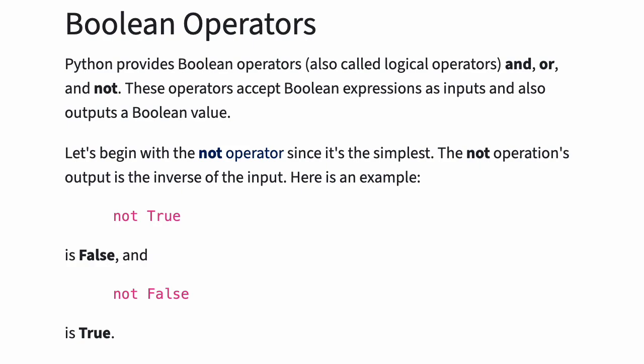Python provides Boolean operators, also called logical operators: and, or, and not. These operators accept Boolean expressions as inputs and also output a Boolean value. Let's begin with the not operator, since it's the simplest. The not operation's output is the inverse of the input. Here's an example. Not True is False, and not False is True.